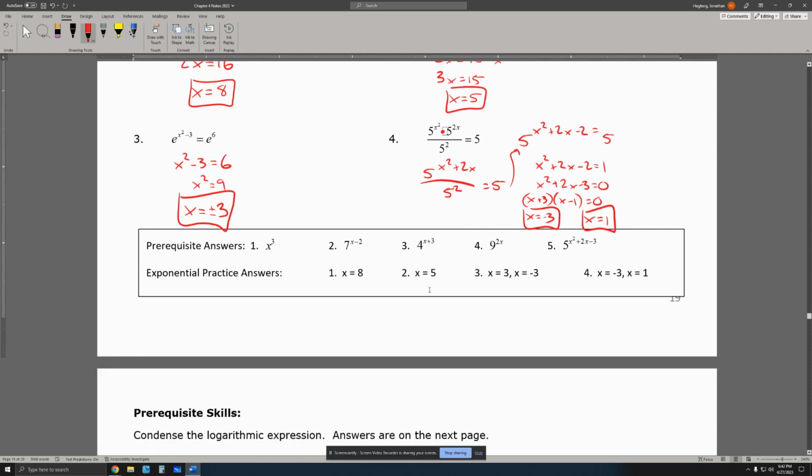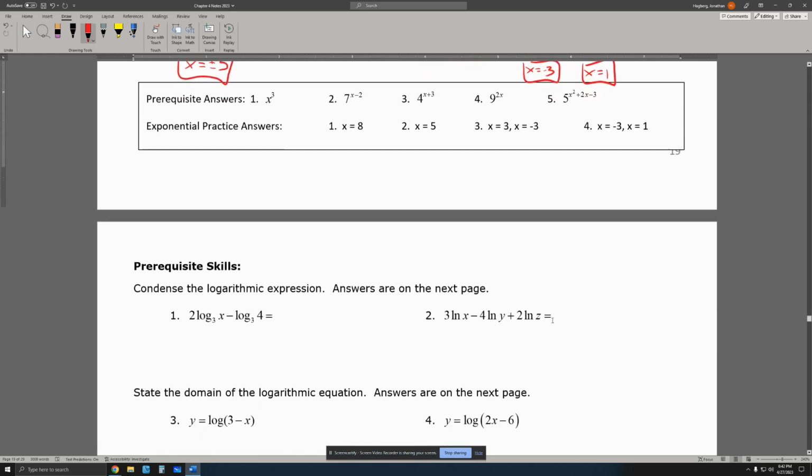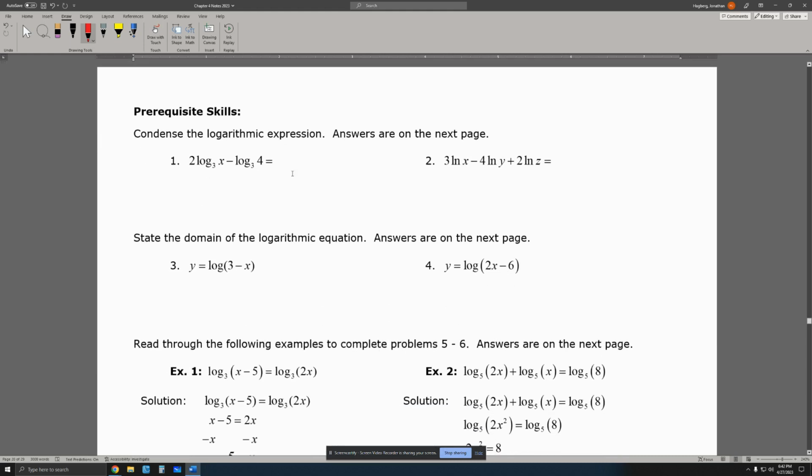All right. At the bottom of the page, go ahead and check all of your answers for this first section. Okay, go ahead and flip the page. All right, so now we're going to practice with some logs. We're going to condense some of these expressions.